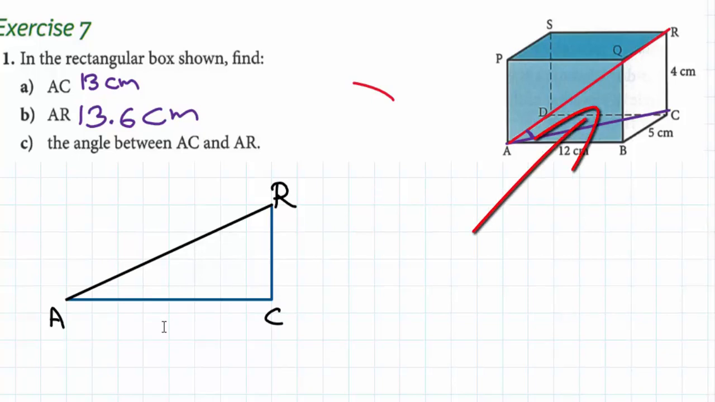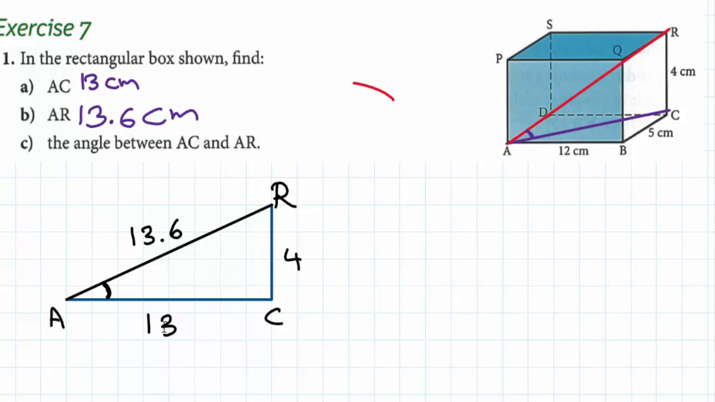Then CR is 4 centimeters. AC, we found in the first part, is 13 centimeters. And AR, we found, is 13.6. They are all in centimeters. What we have to do is find this angle. Since we know all the sides, we can use tan, sine, or cosine as well. Let's use cosine. All of them will work because we have all the sides we need.